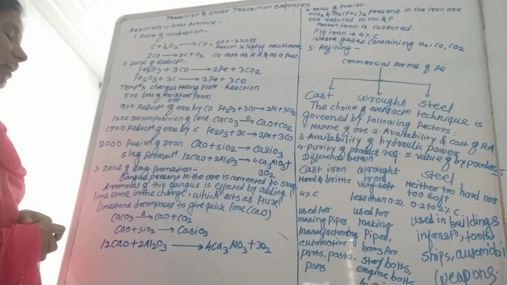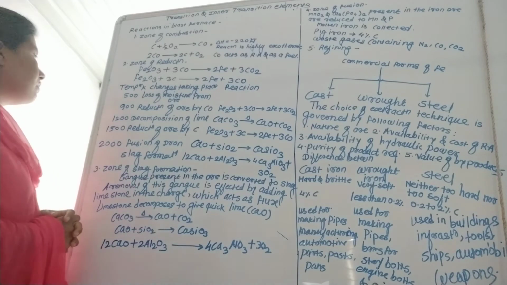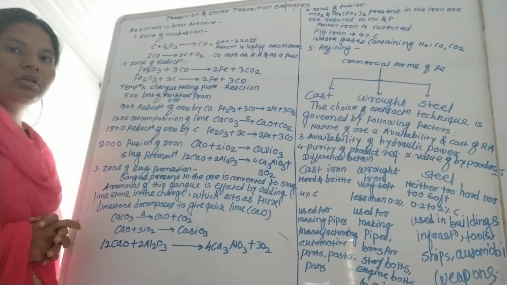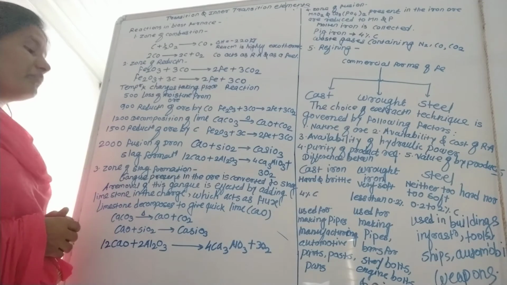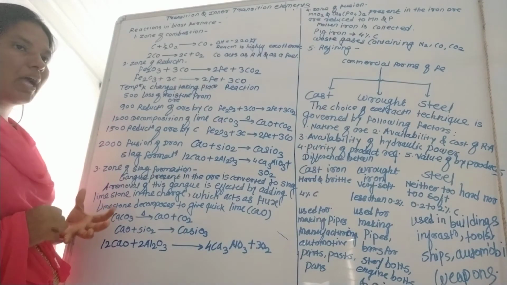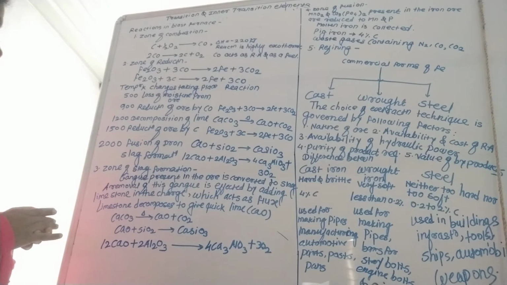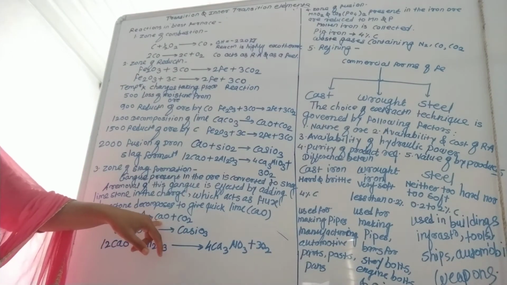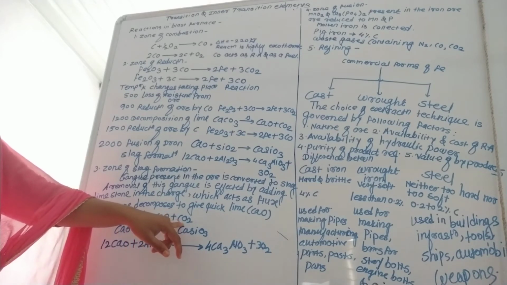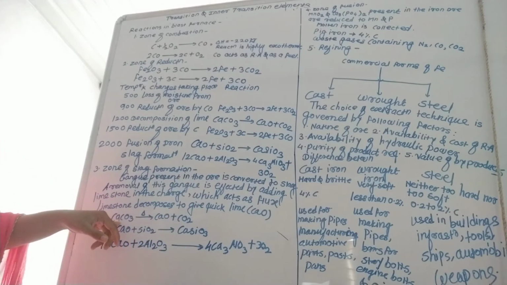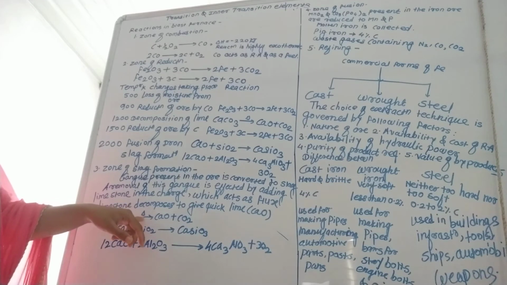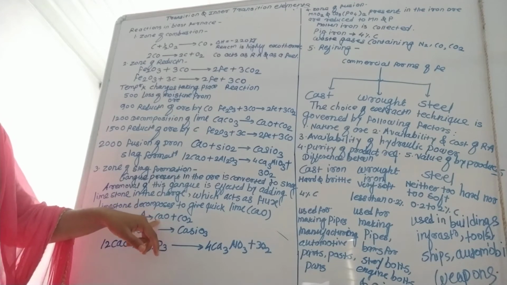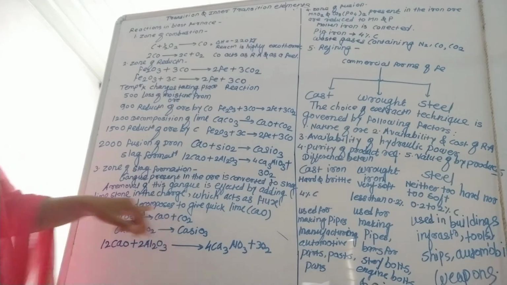In the ore there are some gangue particles, and you can add some limestone, which acts as a flux. Limestone decomposes to give quick lime, that means calcium oxide plus CO2. You can simply add calcium carbonate, that means limestone, to these gangue particles. It decomposes and forms quick lime, that means calcium oxide plus CO2.